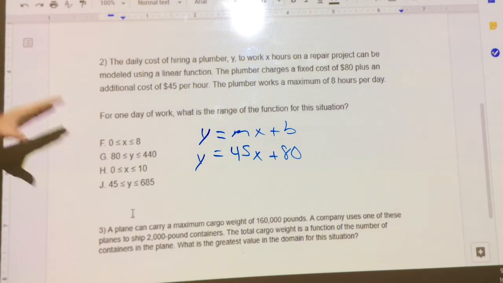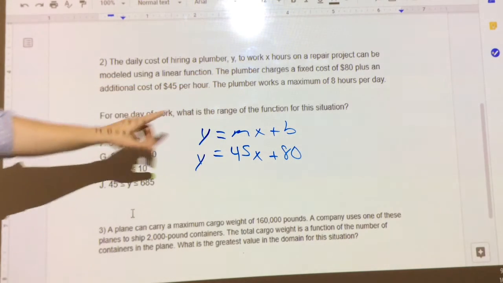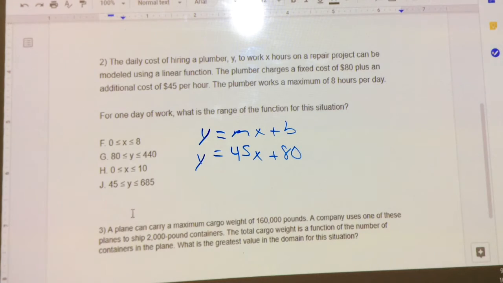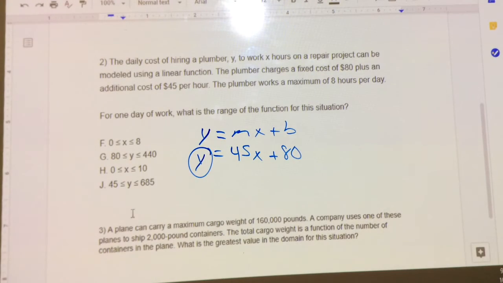So, the question now asks me, the plumber works a maximum of 8 hours per day. What is the range of this situation? First of all, what does range mean, X or Y? Y. So what I'm looking for is what is the total amount that we could possibly spend for this plumber?